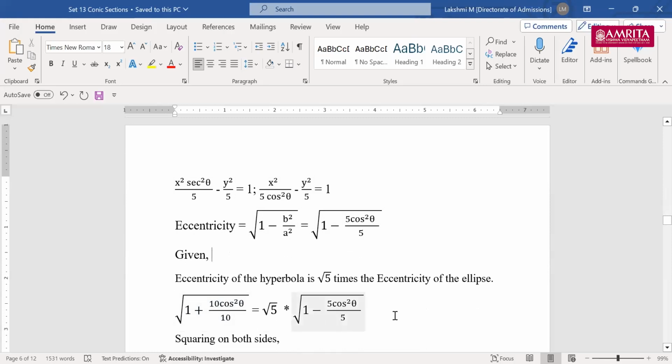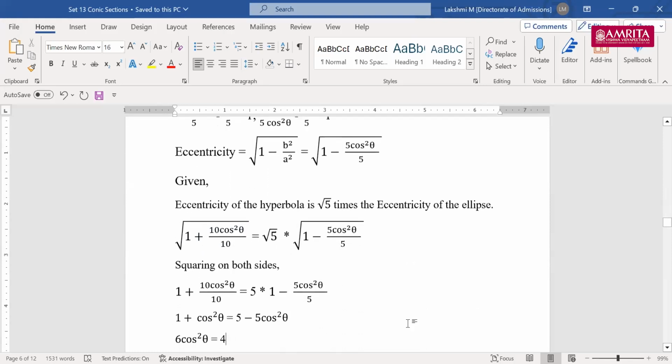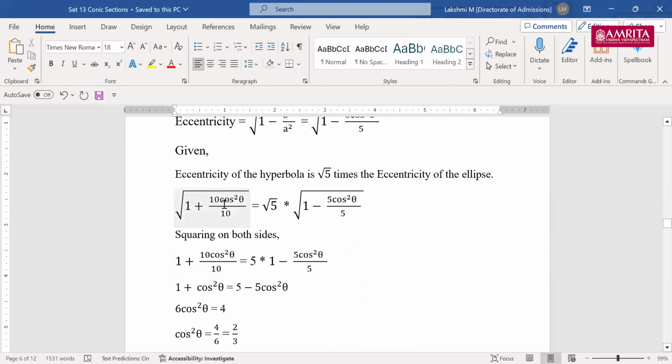Now you just have to substitute for these eccentricities. What is it? 1 plus 10 cos square theta by 10 equal to root 5 into root of 1 minus 5 cos square theta by 5. Squaring, this is 1 plus 10 cos square theta by 10 equal to 5 into 1 minus 5 cos square theta by 5. So this will be 5 minus 5 cos square theta, and this will be 1 plus cos square theta.